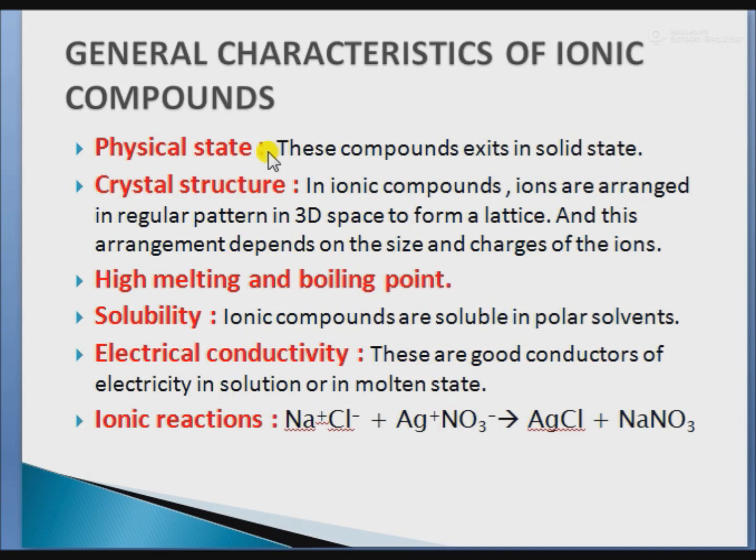Next is the ionic reactions. Ionic compounds undergo ionic reactions. For example, NaCl when it reacts with AgNO3, it forms AgCl plus NaNO3, in which Na positive ions displace Ag positive ions from AgNO3 to form AgCl plus NaNO3. These are some general characteristics of ionic compounds.